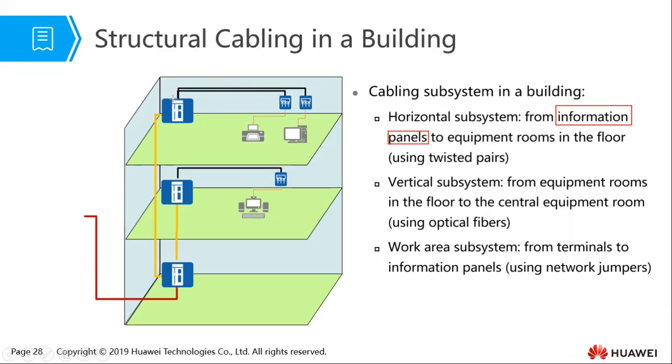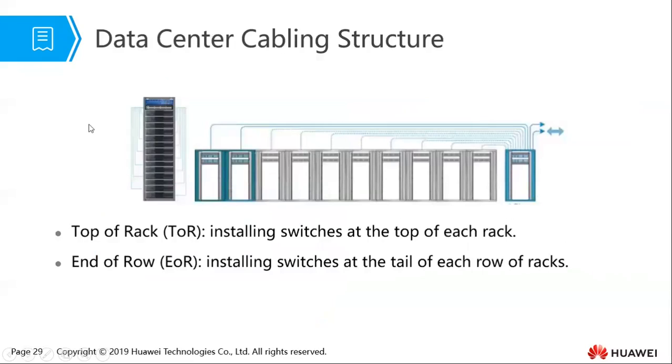So generally, cables are connected to the patch panel. From the patch panel to the switch, then from the patch panel to these sockets. Then from the sockets, we have a cable that is running from that socket to your computer. So that's what we are calling our work area subsystem, from terminals to an information panel. This is also what we are calling an information panel. It's an RJ45 socket. So those are the three: horizontal, vertical, and work area.